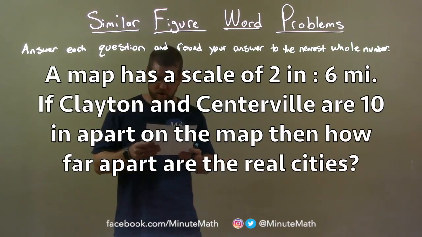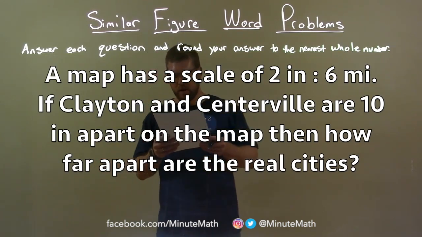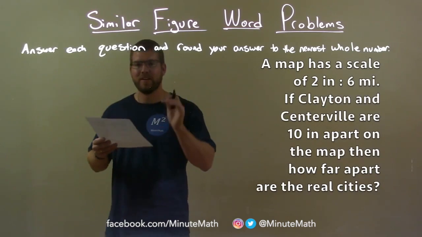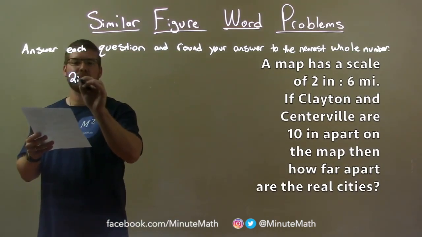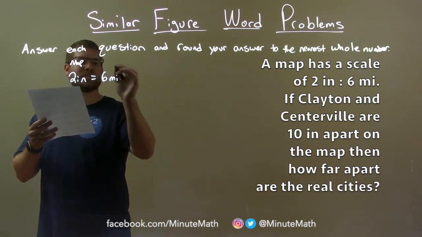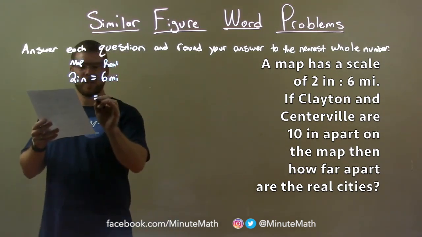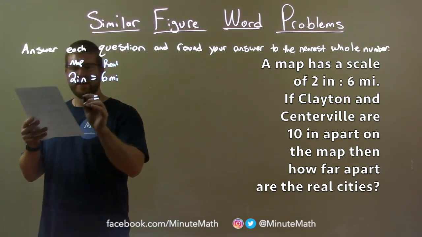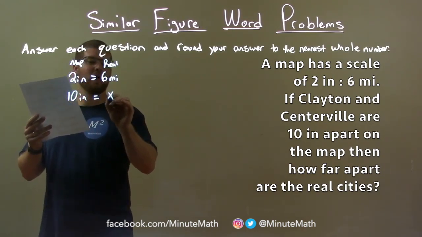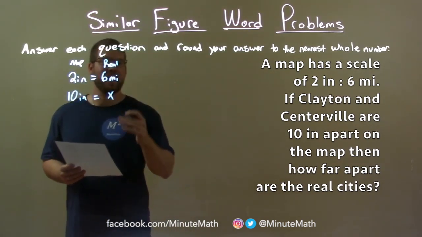A map has a scale of 2 inches to 6 miles. If Clayton and Centerville are 10 inches apart on the map, then how far apart are the real cities? So, first thing, they give us a scale. 2 inches is equal to 6 miles. That's 2 inches on the map and 6 miles in real life. They told us that two cities on the map are 10 inches apart, and we have to find how far apart these real cities are in real life. Well, with that information, let's write a proportion.